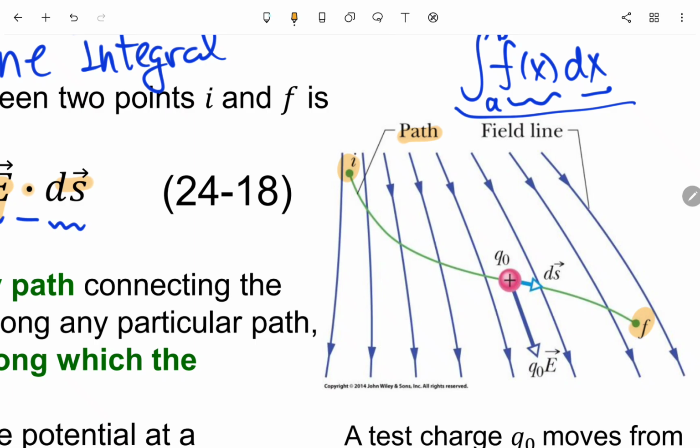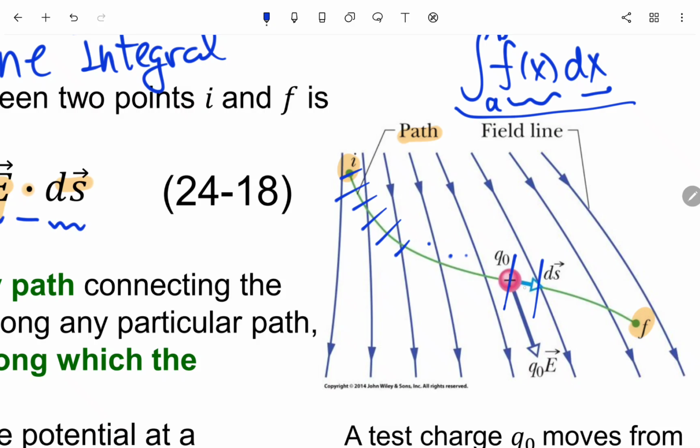So this is a curvy path. How can we integrate? Similarly, we try to cut it into many small segments, and so on. So for this part, this is the small ds with this length. Suppose it is short enough, even though the whole line is a curved line, for this small part ds we can consider it a straight line.